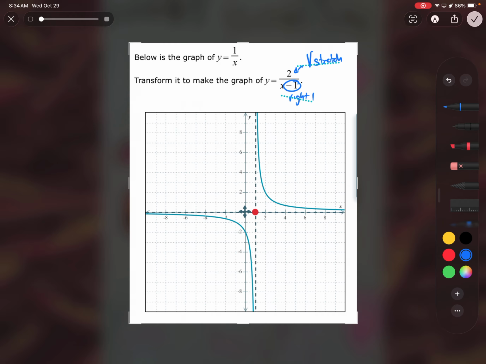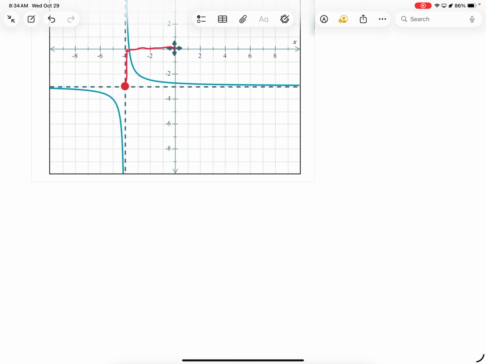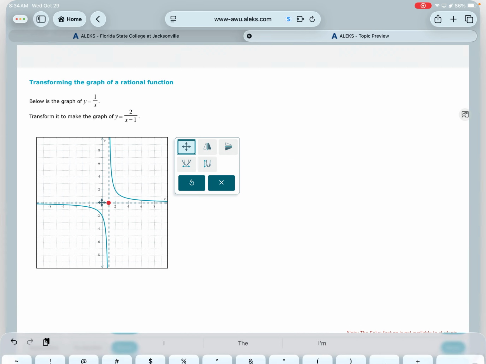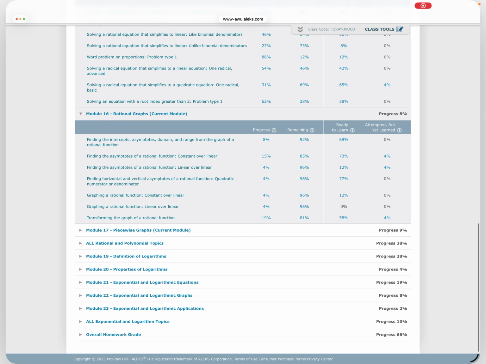To be on the inside of a rational, it would be something's happening down here to the x. So it's kind of like on these, the inside is the denominator and the outside is the numerator. All right, the last ones in this section are actually graphing them.